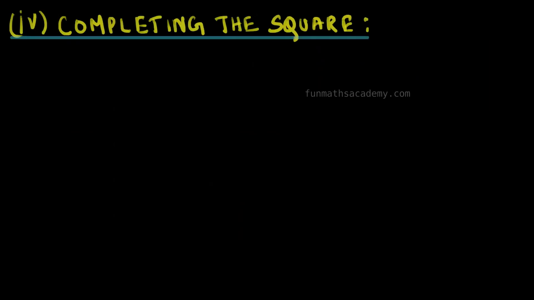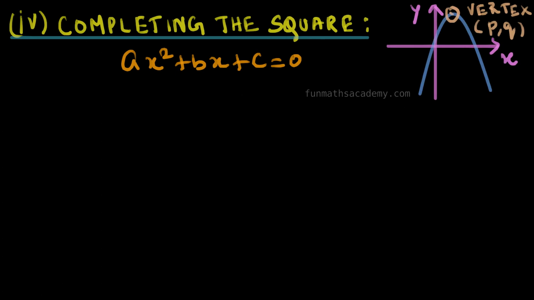Number 4 is completing the square method. This method is used mostly to plot a graph than to solve the equation. Most importantly, we'll be able to find the vertex without even plotting the curve. You might wonder what's the purpose of finding the vertex. Now let me explain its purpose.